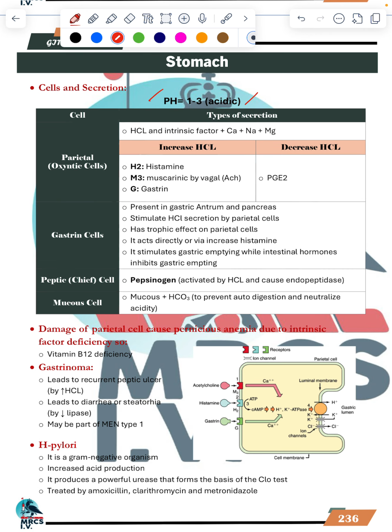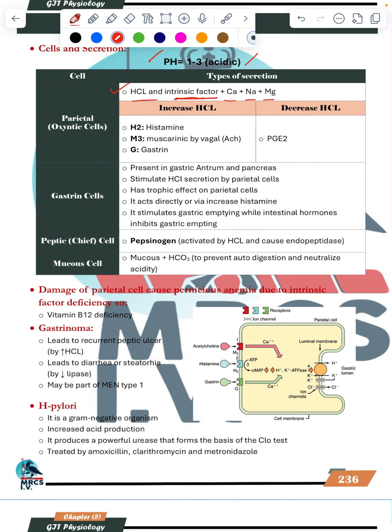Types of secretion: hydrochloric acid is secreted the most, along with intrinsic factor, calcium, sodium, and magnesium. These are the ions secreted. What are the different cells? These are parietal cells, also called oxyntic cells. There are gastrin cells, chief cells, and mucus cells.